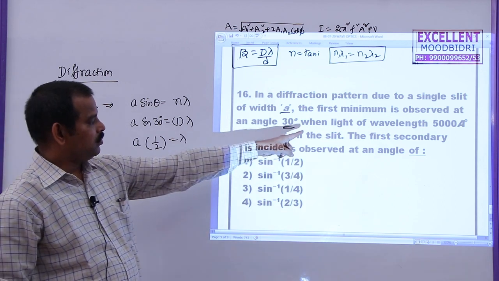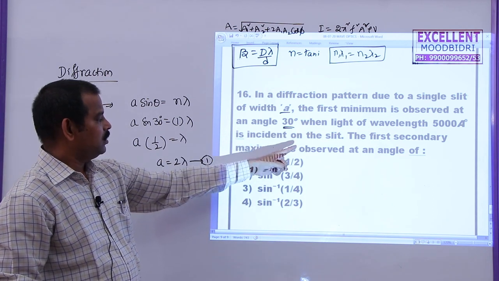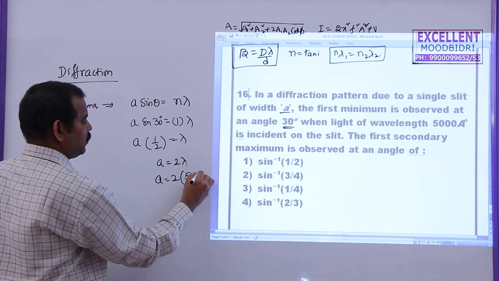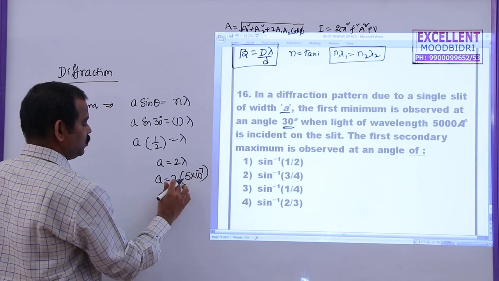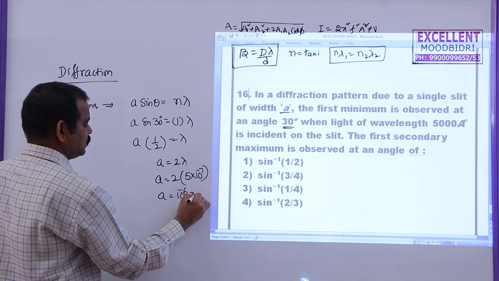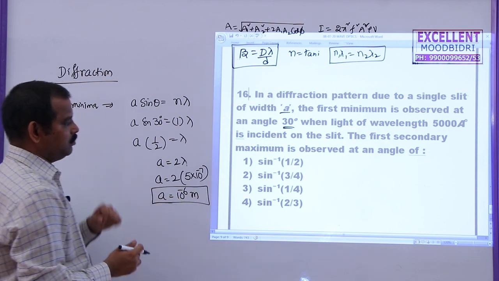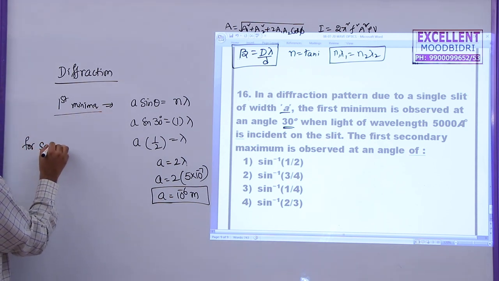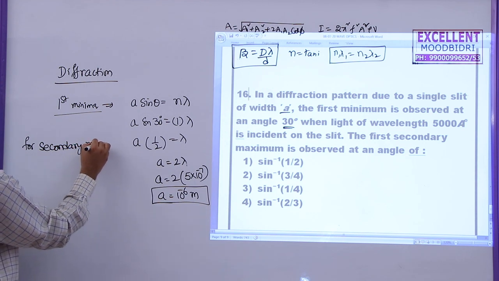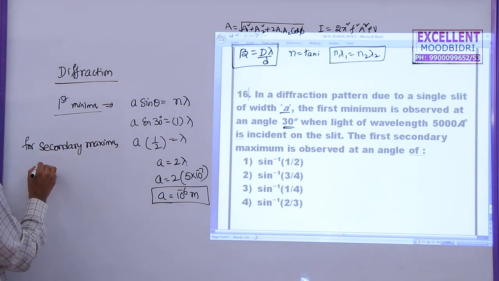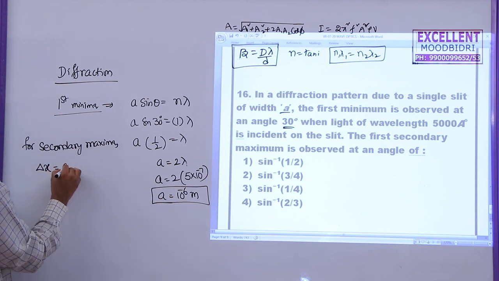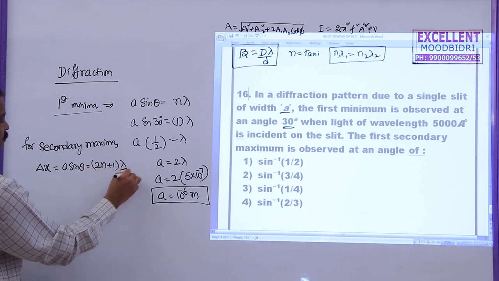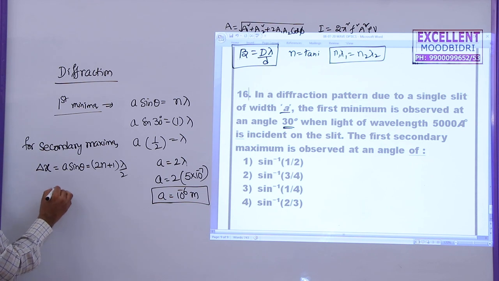Now when the wavelength of light is 5000 angstroms incident on the slit, here lambda is also given, so let me substitute A is equal to 2 into 5 into 10 power minus 7. So A is equal to 10 into 10 power minus 7, or 10 power minus 6 meters. So this is the width of the slit. The first secondary maximum. So this is for minima. For secondary maxima, we can write delta x, that is A sin theta, is equal to 2n plus 1 into lambda by 2. We know A value 10 power minus 6.